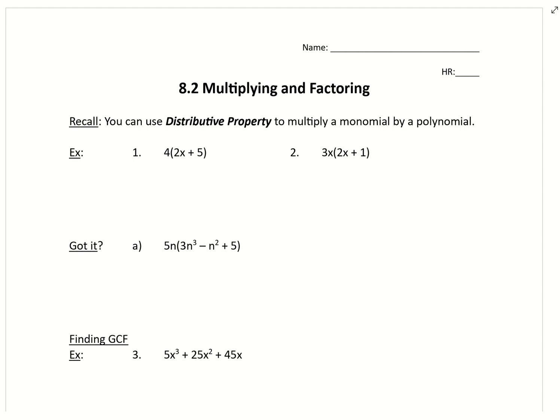You may remember we've done this before. You can use distributive property to multiply a monomial by a polynomial. We didn't call it that previously, but these should look really familiar to you. So number one, all we're going to do is distribute. So we're going to get 4 times 2x is 8x, 4 times 5 is 20, and that's it.